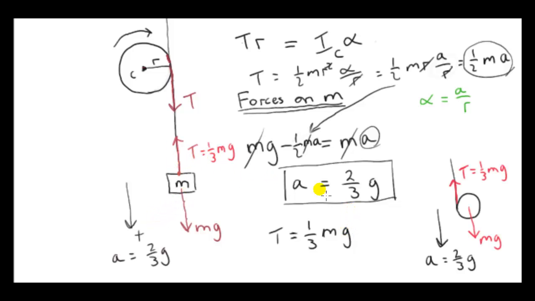Okay, so the tension is the same in this situation as it is for the previous example, the disk unwinding as it falls, and the acceleration of course is the same. The acceleration of this mass doesn't depend on this mass, or on the mass of the wheel either, or the size of the wheel. It's a constant. It's always 2/3 g.